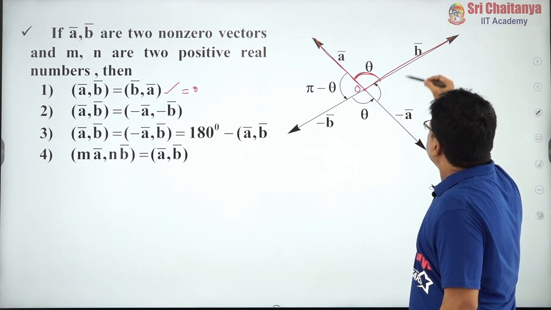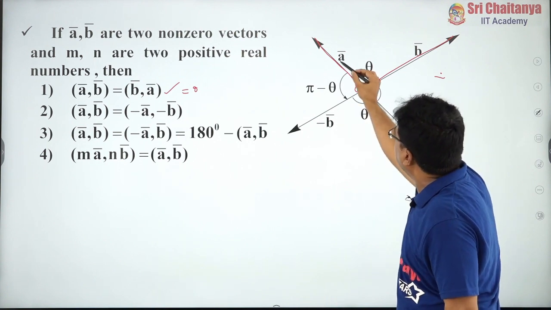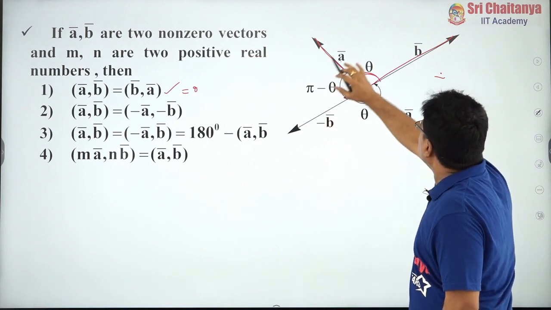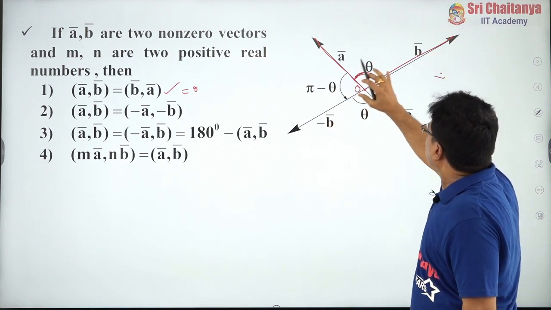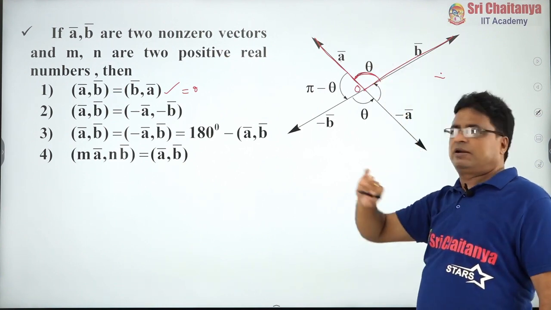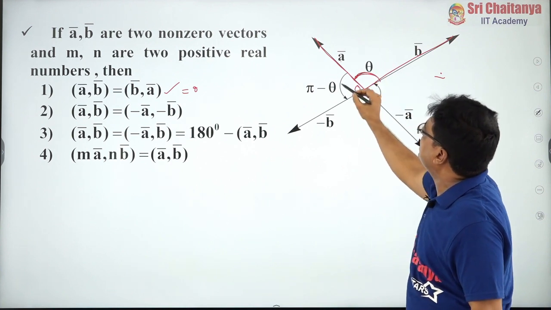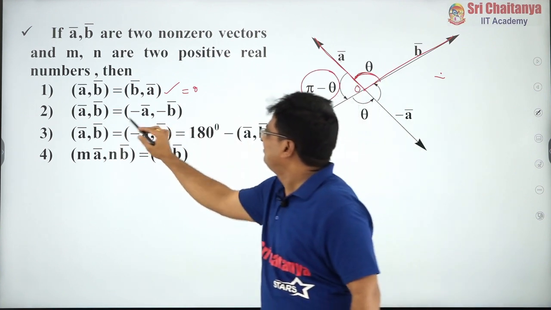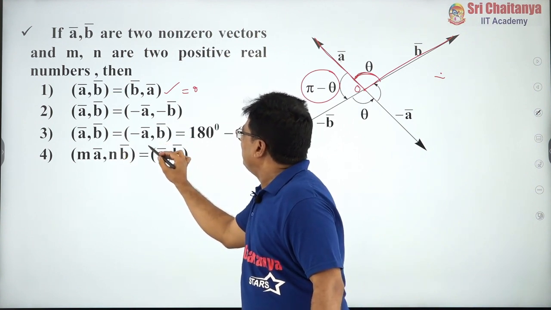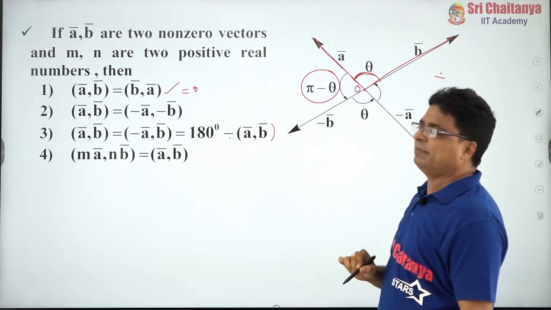But here, see the difference: angle between B bar and minus A bar, here angle between A bar and minus B bar, here angle between minus B bar and minus A bar. So, with this diagram, what we are understanding is angle between A bar and B bar is nothing but angle between B bar and A bar, which is theta. Whereas angle between A bar and minus B bar is pi minus theta. Angle between minus A bar comma B bar is equal to 180 minus angle between A bar comma B bar.